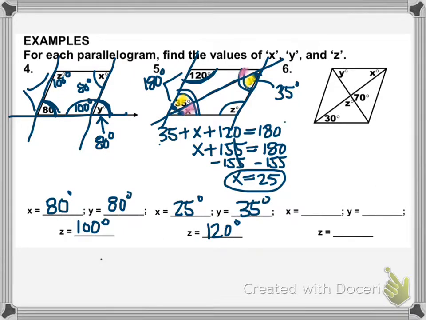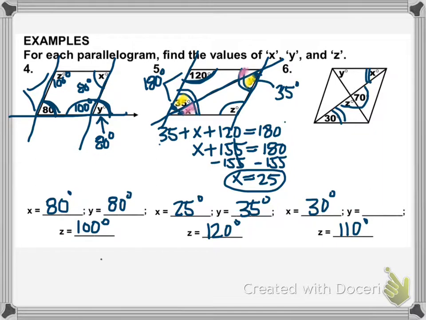All right, let's look at the last example on this page, 6. So first of all, the one that looks easiest to me are the z and the 70. Those are going to add up to 180 because that's a linear pair. So z is going to have to be 110. And then I see that 30 and that x, and I know those are congruent because those are alternate interior angles, just like the yellow ones on the one next to it. So I know that x also equals 30 degrees.